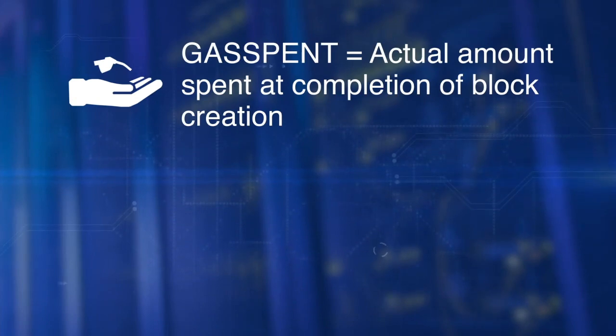If we add smart contract transactions also into this block, that usually requires more gas, and the number of transactions for this block will likely be lower. Gas spent is the actual amount of gas spent at the completion of the block creation.